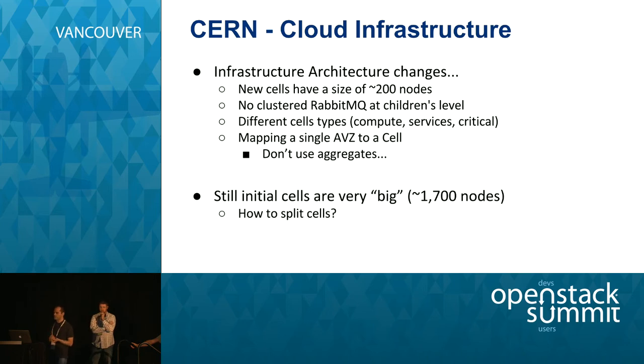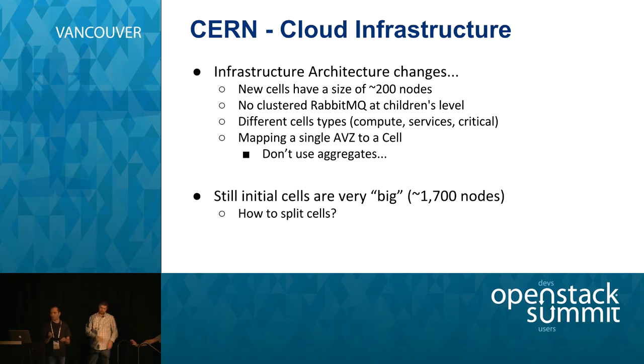Different cell types have different requirements. We have what we call three cell types. The compute ones for CPU-intensive tasks, for example, LHC analysis. The service cells that run web servers, databases, and so on. And the critical ones that run very critical applications that we have, like the radiation control systems.